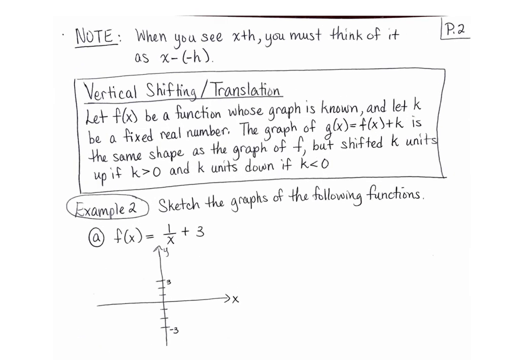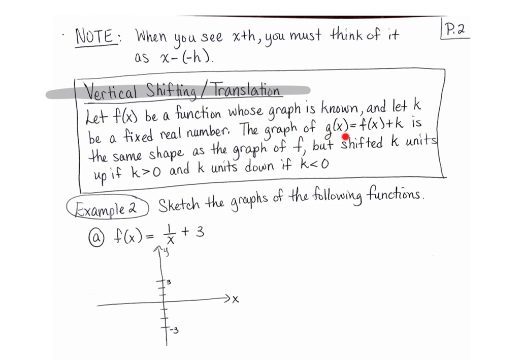When you see x plus h, you should think of that as x minus the negative h, as we pointed out previously. Okay? Now let's talk about vertical shifting and translation. Before, we talked about what kind of shifting and translation? Horizontal, good. So now let's talk about a vertical shift and translation. Let f of x be a function whose graph is known, meaning you know the graph of that function, and let k be a fixed real number.